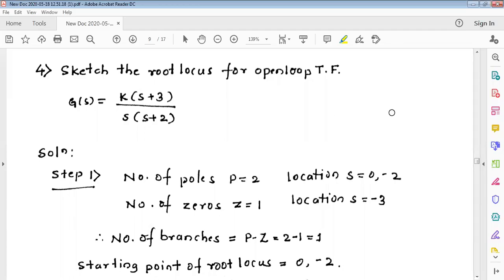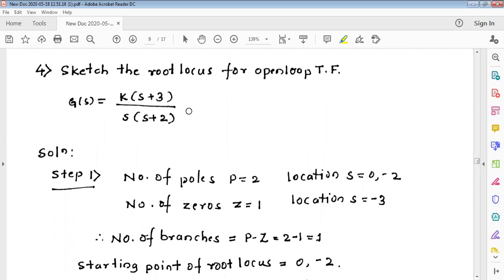Hello students. So in the last class we have solved some numericals on root locus. So we'll continue the same topic. The problem statement of the numerical is: sketch the root locus for an open loop transfer function G(s) = K(s + 3) / (s + 2).